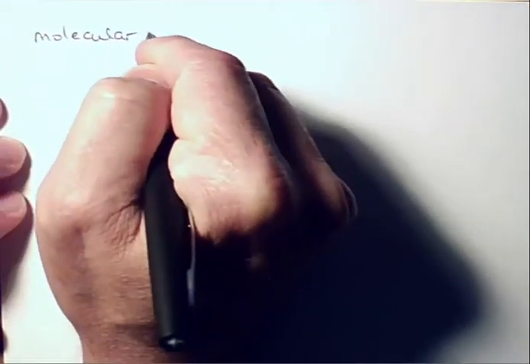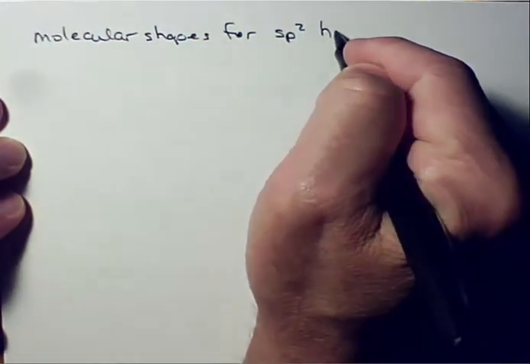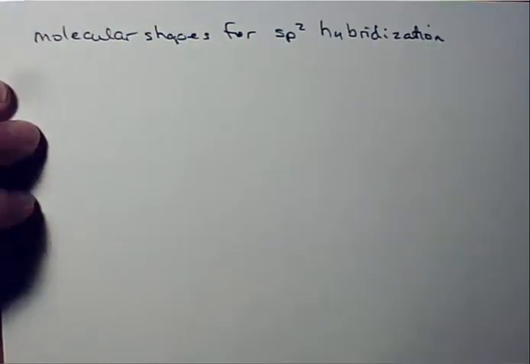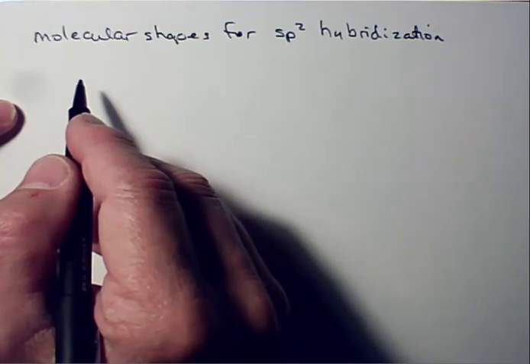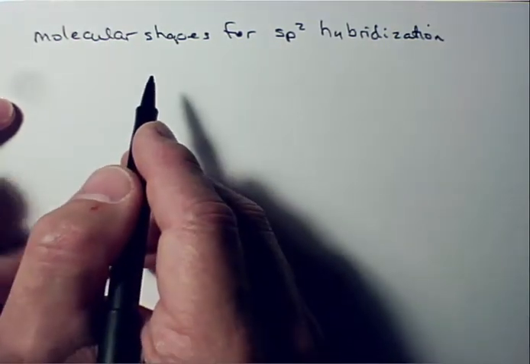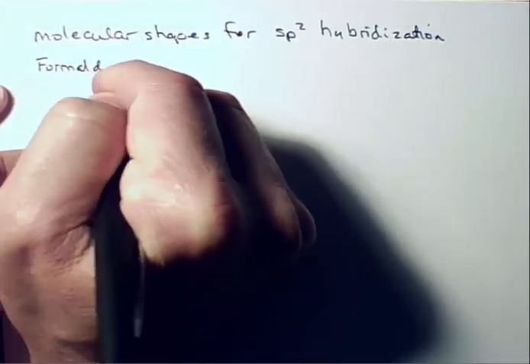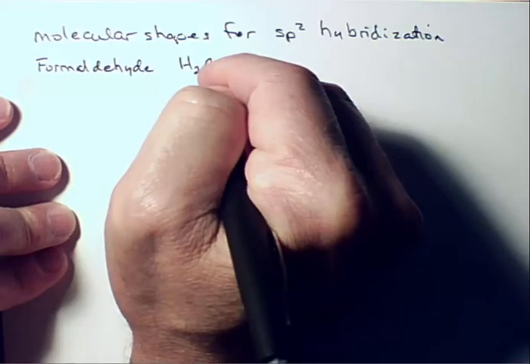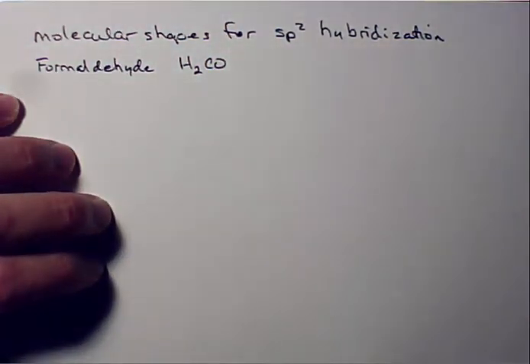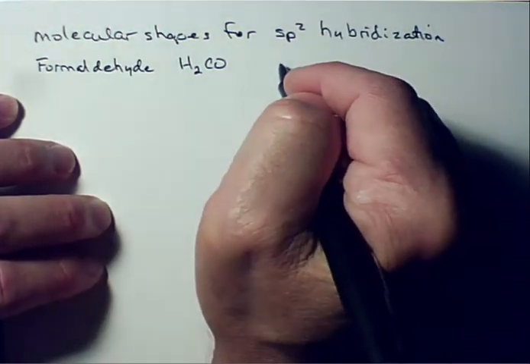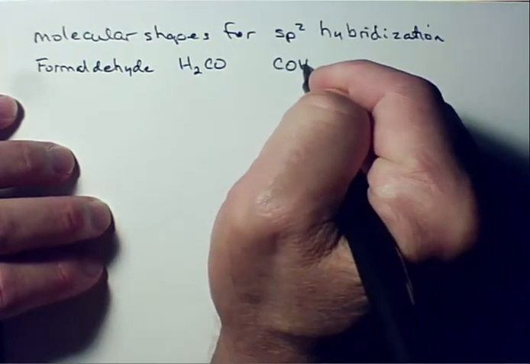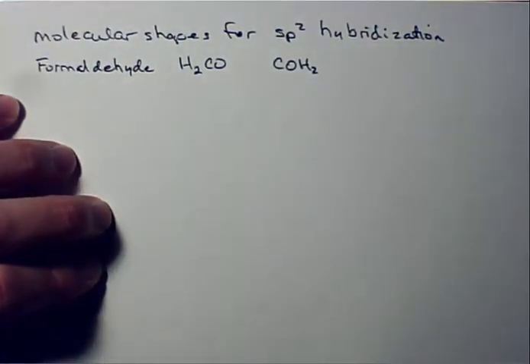Look at how to draw the shapes of molecules that have an sp2 hybridization. So let's see, we did one of these models as a balloon model. I think we did formaldehyde, did we not? And that's H2CO. Okay. If you were an organic chemist, you'd probably write it COH2, because carbon almost always comes first in an organic system.